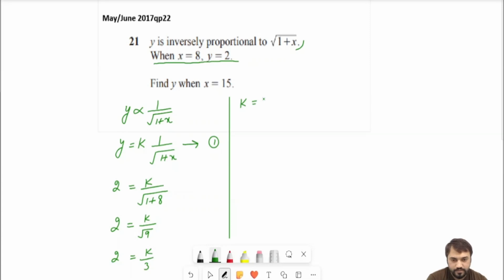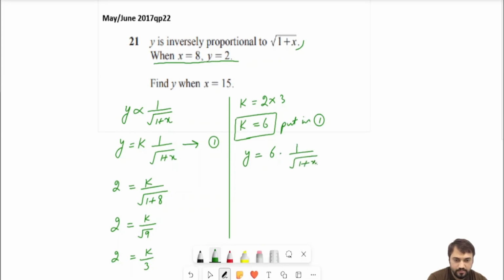Now after that, k is equal to 2 into 3. Do you see 3 is multiplying or dividing here? What is it? Yes, dividing, and when it moves, it will multiply by 2. So k is equal to 2 into 3. Our answer is 6. This is the value of k. Now we are going to put the value of k in equation 1. Y is equal to 6 into 1 over square root of 1 plus x.